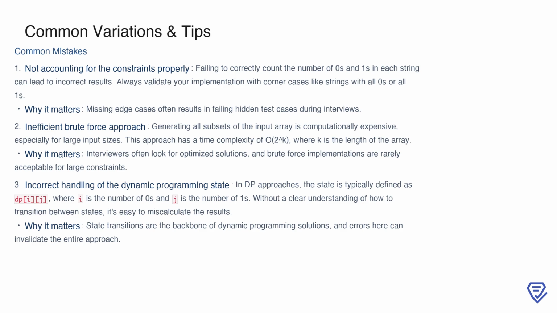Lastly, incorrect handling of the dynamic programming state can derail your solution. In this problem, the state is typically represented as dp[i][j], where i is the number of zeros and j is the number of ones. Without a clear understanding of how to transition between states, you may end up with incorrect results, as state transitions form the foundation of any DP-based approach.